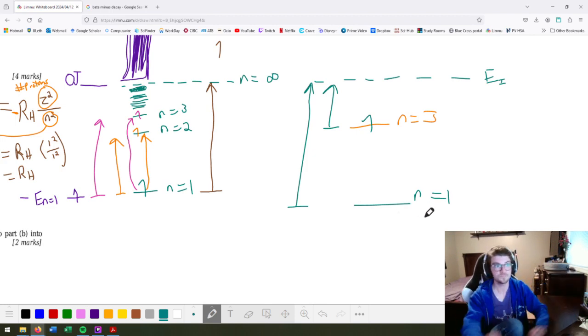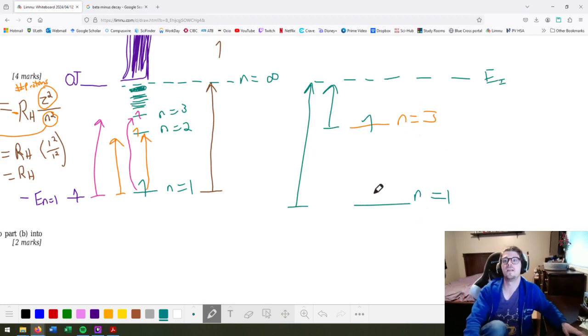But there's an equation called the Boltzmann distribution.